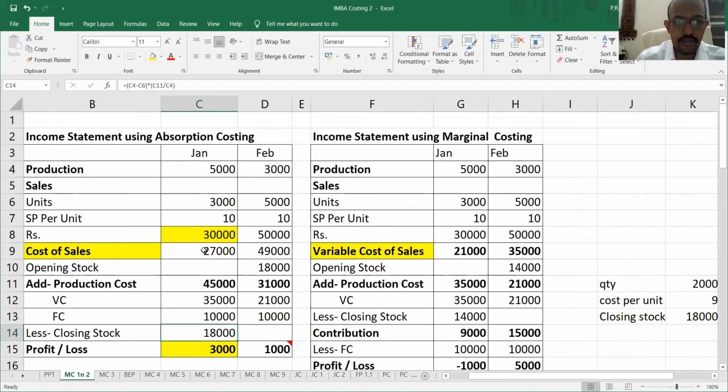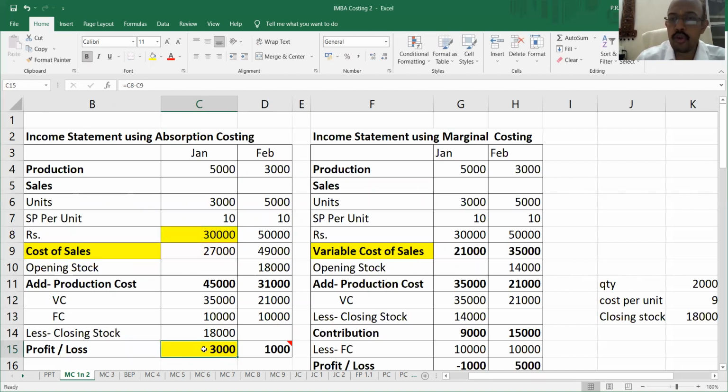So when I find the cost of sales, the formula is opening stock, add the production cost, less the closing stock. My total cost for the month comes to rupees 27,000. My sales was 30,000. So from sales of 30,000, when I reduce 27,000, my profit comes to 3,000. So this is for the month of Jan.